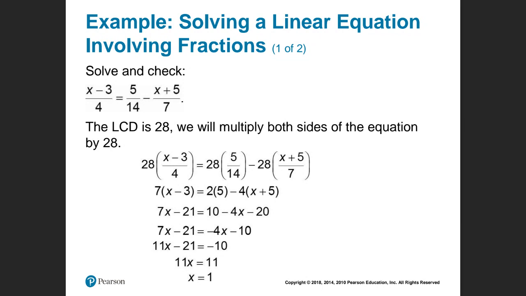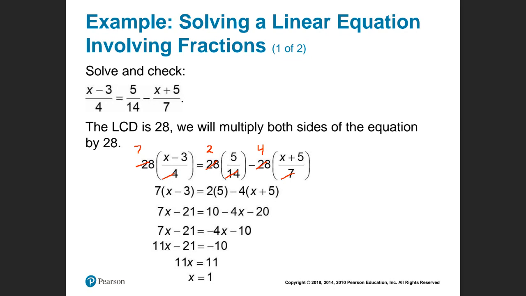So now 28 times x minus 3 over 4 equals 28 times 5 over 14 minus 28 times x plus 5 over 7. So now we can see, 28 divided by 4 is 7. 28 divided by 14 is 2. 28 divided by 7 is 4. So now we get 7 times x minus 3 equals 2 times 5 minus 4 times x plus 5.